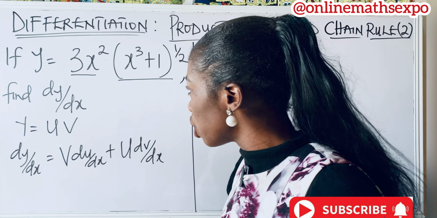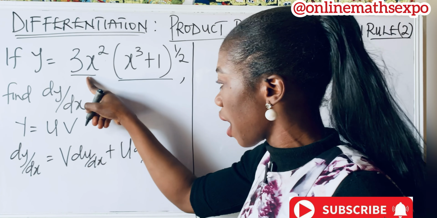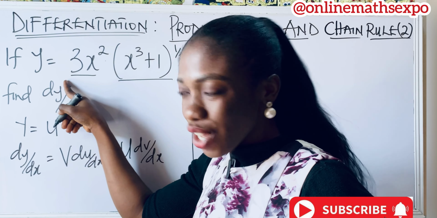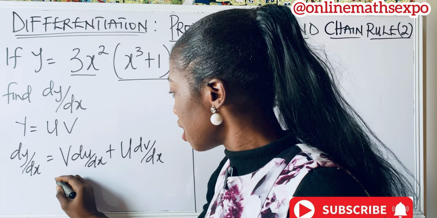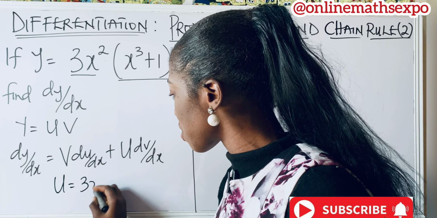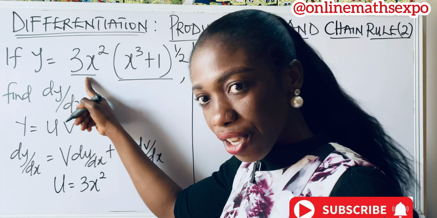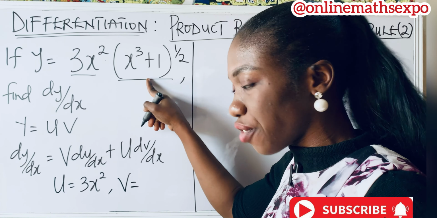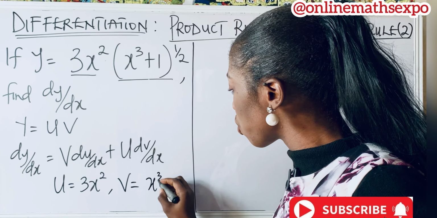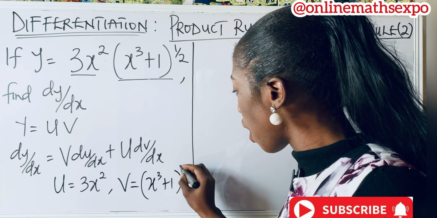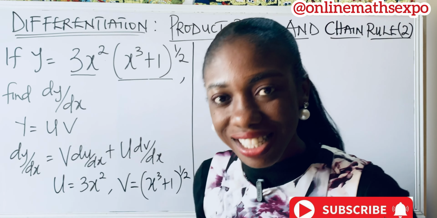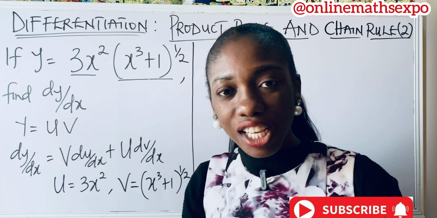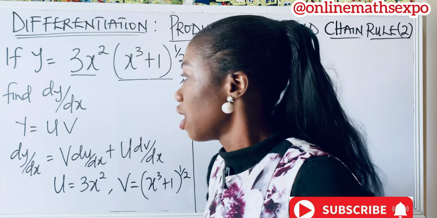So what we need to do here is identify our u. Remember, your u is the first function. So the first function here is what? 3x squared. That is the first function. Now, the second function here is our v, which is x cubed plus 1 to the power of half. I hope that is clear. Now, having identified our two functions, let's go into differentiation proper.